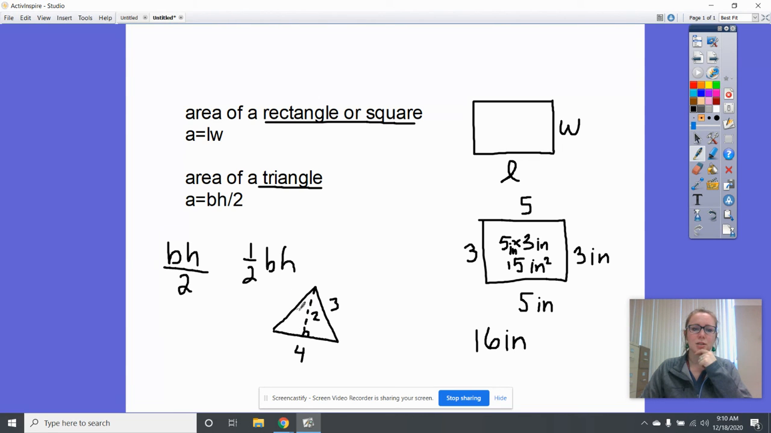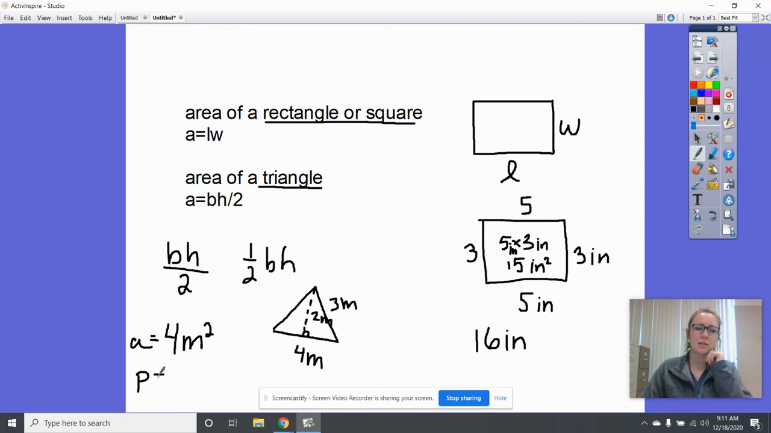So we do base times height, 4 times 2, or 2 times 4, and then divided by 2. So 4 times 2 is 8. 8 divided by 2 is 4. Or if we had done the 1/2, it's the same thing. 4 times 2 is 8, times 1/2 is again 4. So units, because this is area, let's say we're talking in meters, then we really did meters times meters. So our answer is going to be in meters squared. So the area of this triangle is 4 meters squared.